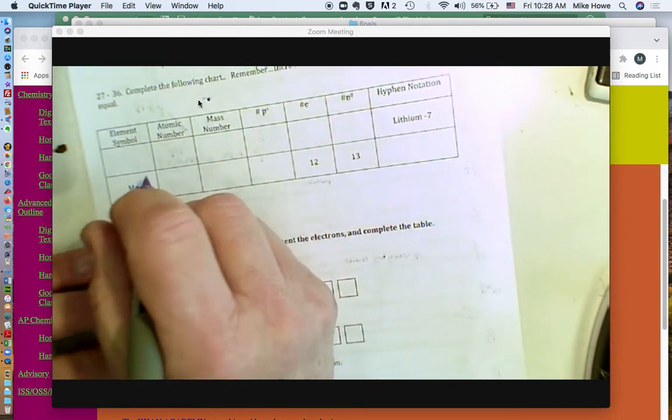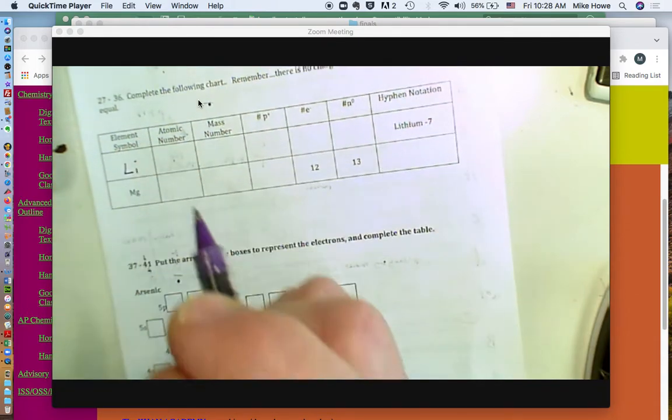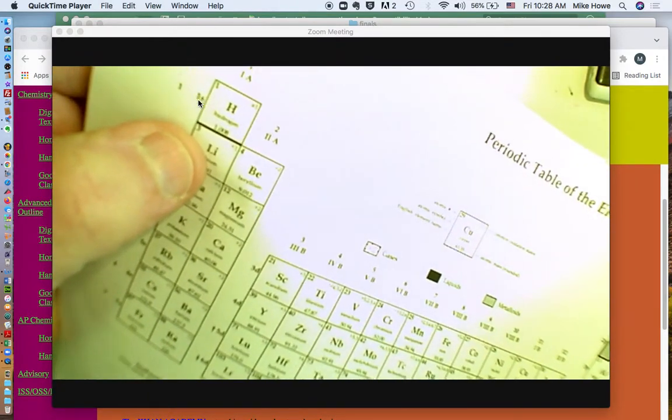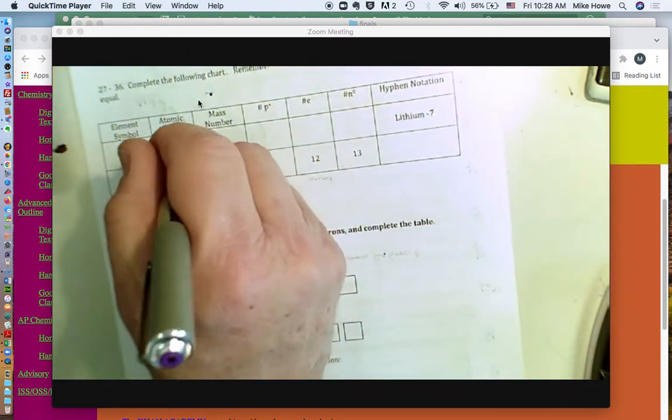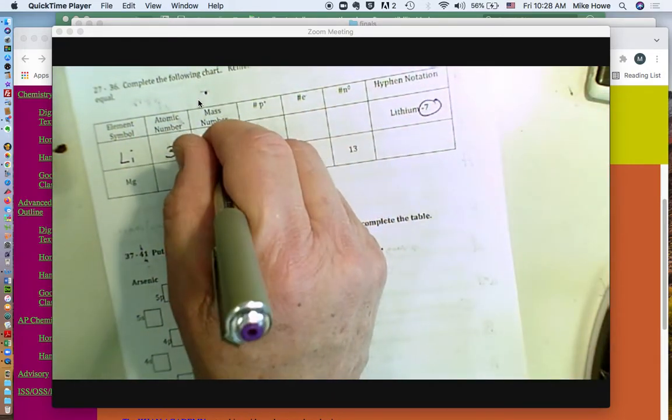So the element symbol for lithium is Li. You know that just by looking at your periodic table. The atomic number of lithium, you have to look on here to see, it is 3. The mass number is given right here. That's the mass number, 7.